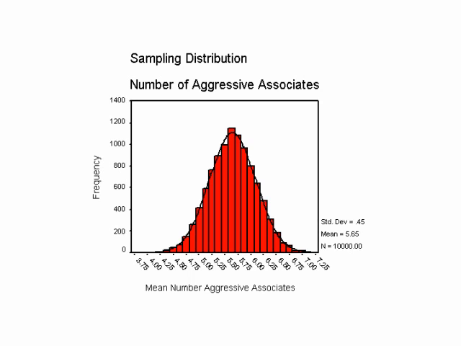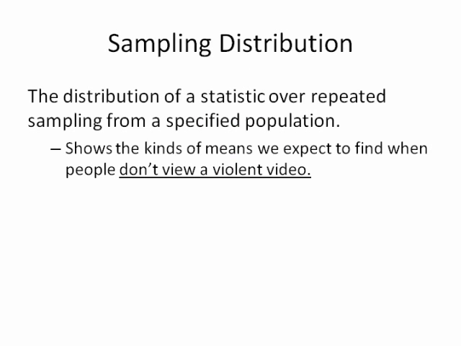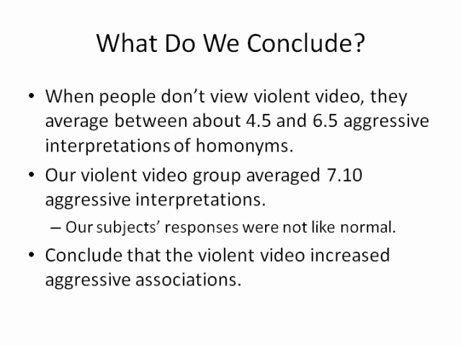Notice on the right that our sample size is 10,000. We also have some sample statistics here, a standard deviation and the mean. So that sampling distribution looks quite like a normal distribution. What the sampling distribution has shown us is the kind of means we would expect to find when people don't view a violent video. When people don't view the violent video, they average between 4.5 and 6.5 aggressive interpretations.